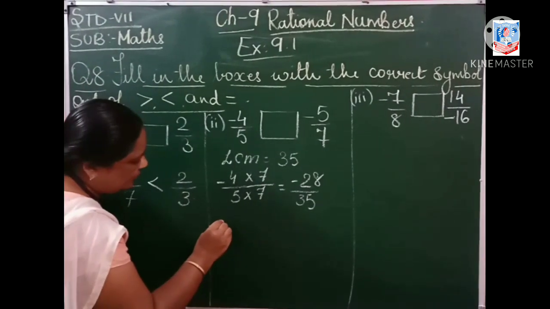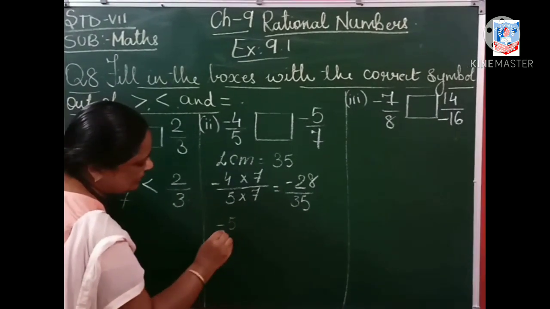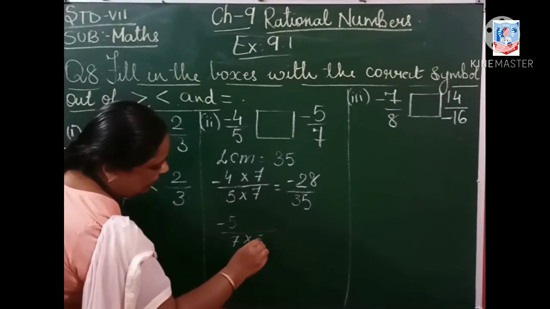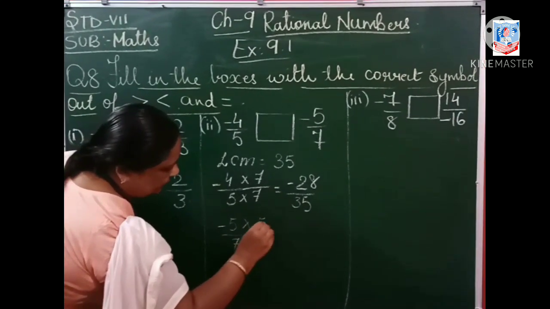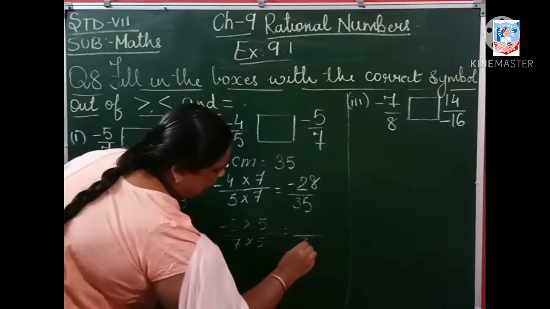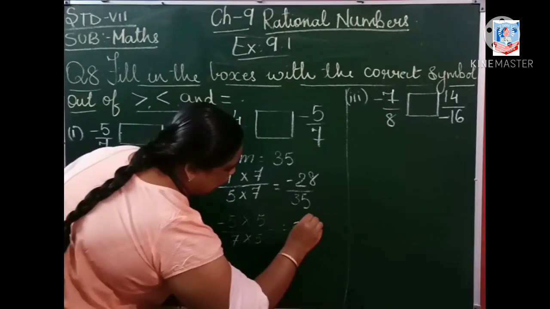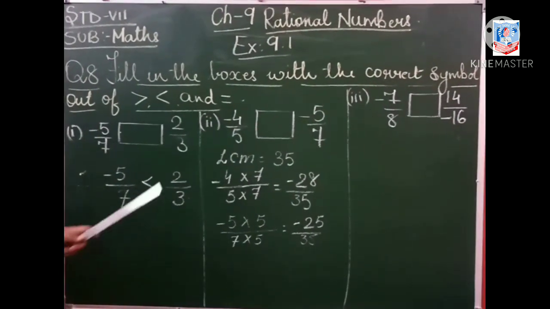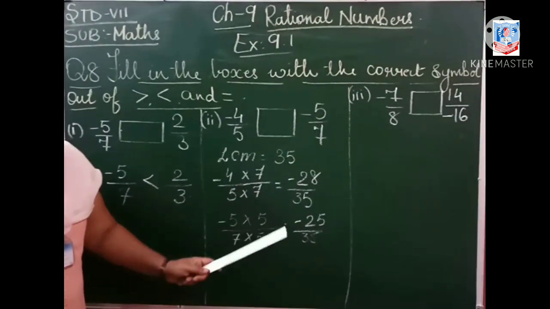Next, minus 5 by 7 into 5, 35, and minus 5 5s are 25. Now you can easily see which one is greater.